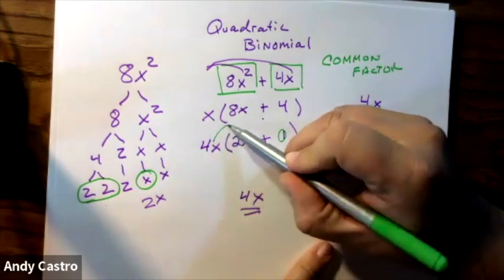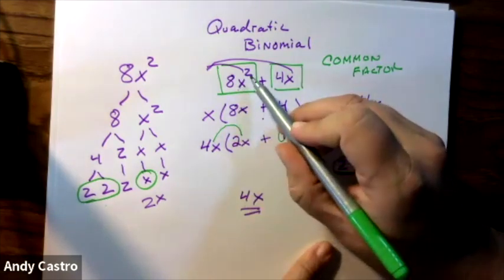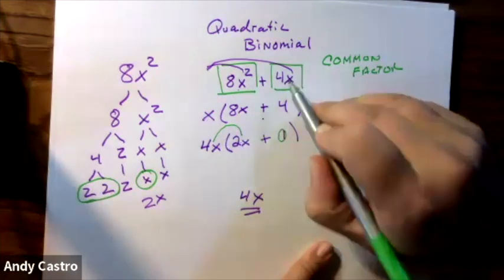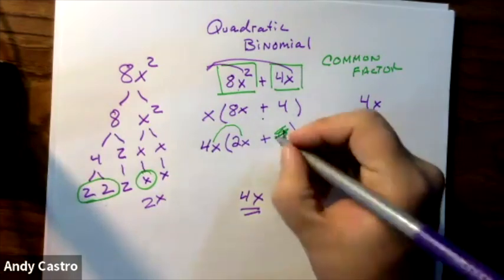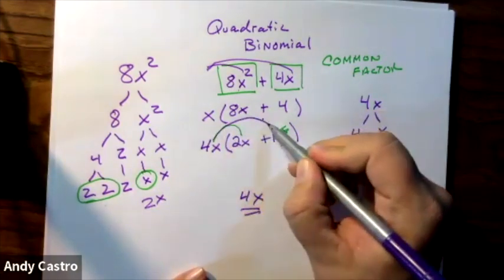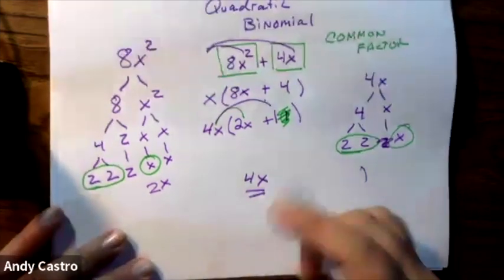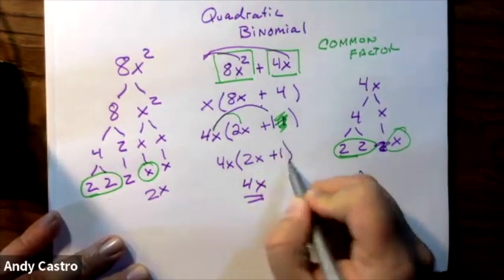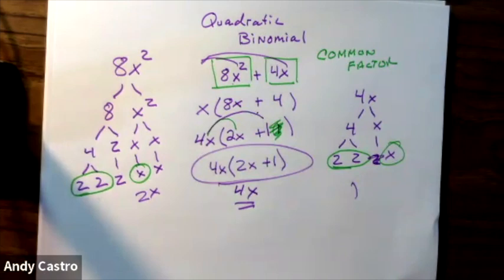Because if I do 4x times 2x, that gives me 8x squared. If I do 4x times 0, that would give me 0. I need 4x. So that's why that cannot be 0. That must be a 1. So that when I distribute the 4x here, 4x times 1 is 4x. So my final answer here is 4x times the quantity 2x plus 1. And that quadratic binomial has been factored by pulling out the common factor.